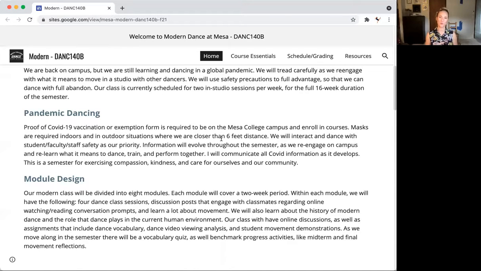Because you are enrolled in this course, you have already provided Mesa College with vaccination clearance. That can either be proof of vaccination, a picture of your vax card, or a vaccination exemption form. Both of those will provide you clearance to enroll in this course or any in-person or hybrid course at Mesa College. In addition to that precaution, we will be masked at all times inside. Any indoor space on Mesa College campus will be masked.